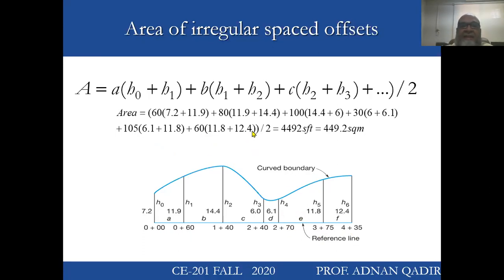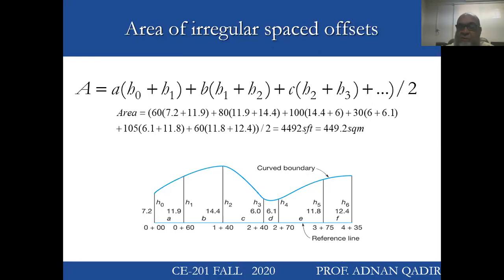And at the end of the day, all of them are added. And since 2 was common, divided by 2, this becomes 4492 square feet. If I divide it by 10, I will get 449.2 square meters. And if I divide it by 10,000, I will get 0.0449 hectares. So this is how you calculate the area of sectors near the boundary in this manner.